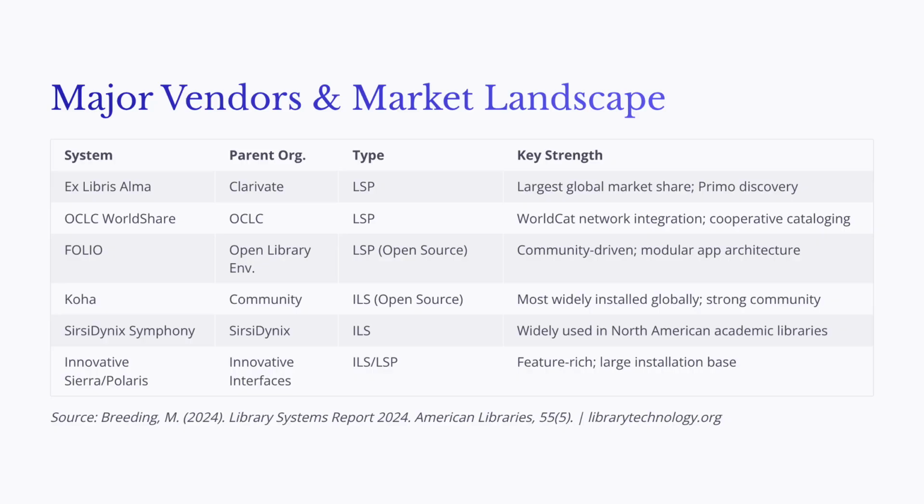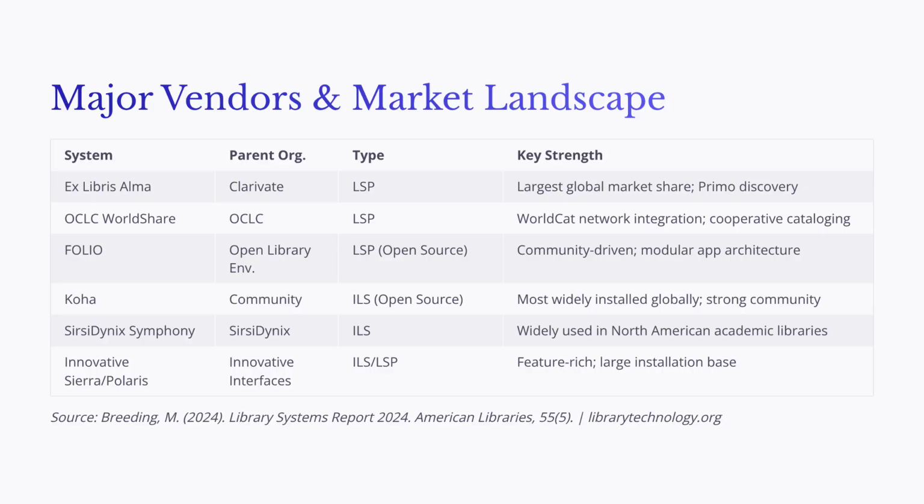Ex Libris is now owned by Clarivate, same company that owns Web of Science. So there are some interesting dynamics there around data and consolidation. OCLC WorldShare is the other major LSP player, and it has a unique advantage. It is deeply integrated with WorldCat, which is the world's largest bibliographic catalog. If cooperative cataloging and resource sharing are a priority, that integration matters a lot.